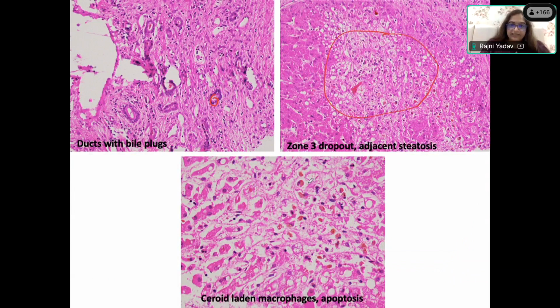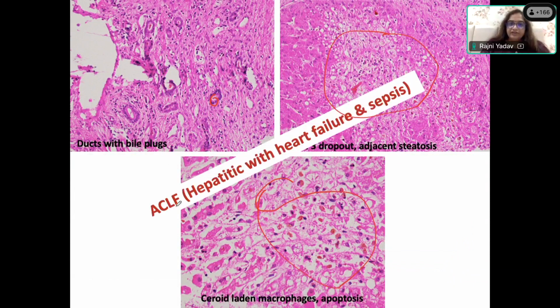Then these necrosed areas are replaced by pigment-laden macrophages. So basically you have got an acute upon chronic liver failure. So hepatitic was the chronic liver disease etiology, whereas heart failure and sepsis are the acute events. So these kind of biopsies also we tend to get a lot. You have to actually see what is the etiology for the acute thing and what is the etiology for the chronic thing. So you may have biopsies from ALF patients which go for transplant. You may have subacute liver failure. You may have chronic liver disease or you may have acute on chronic liver failure.